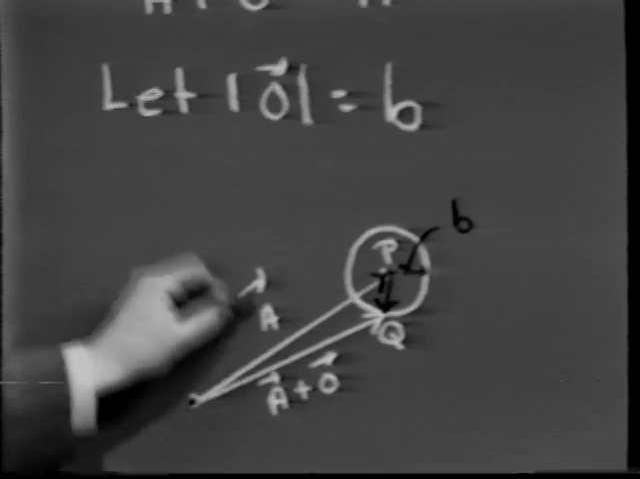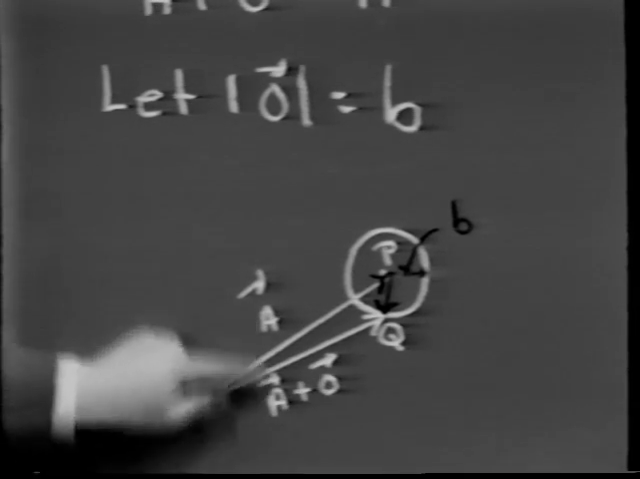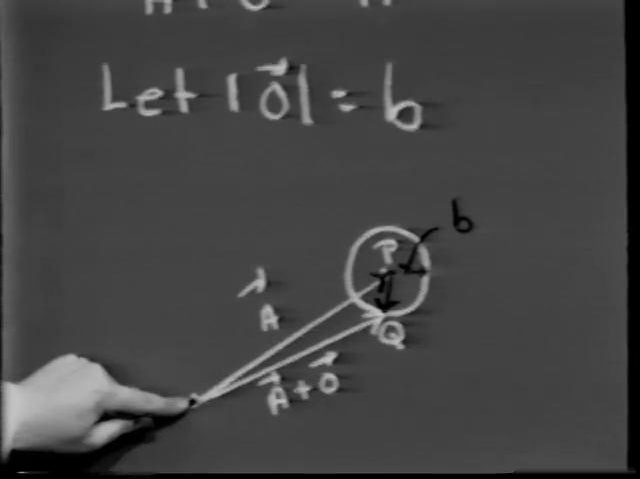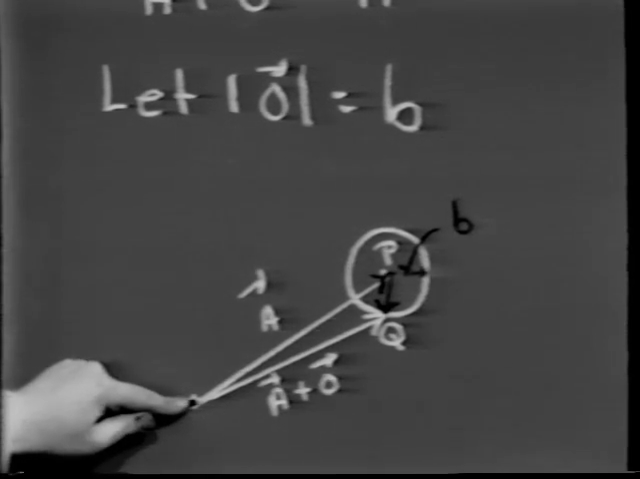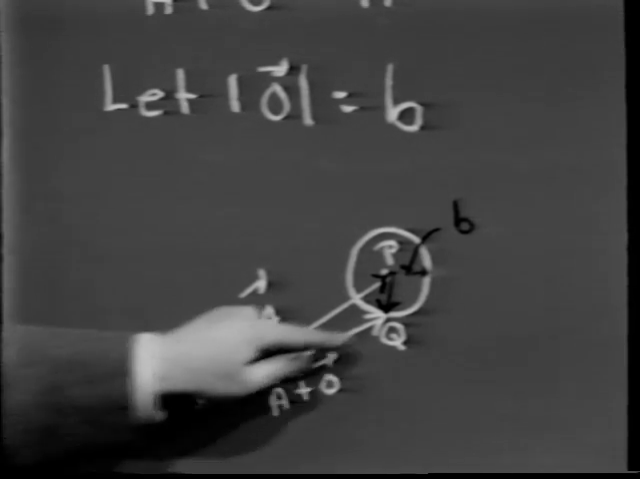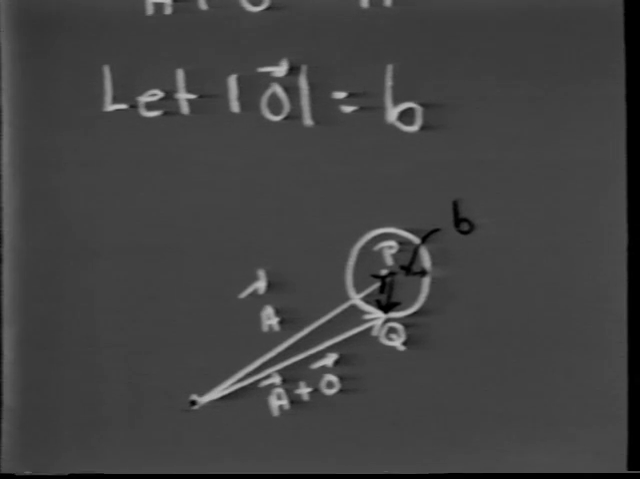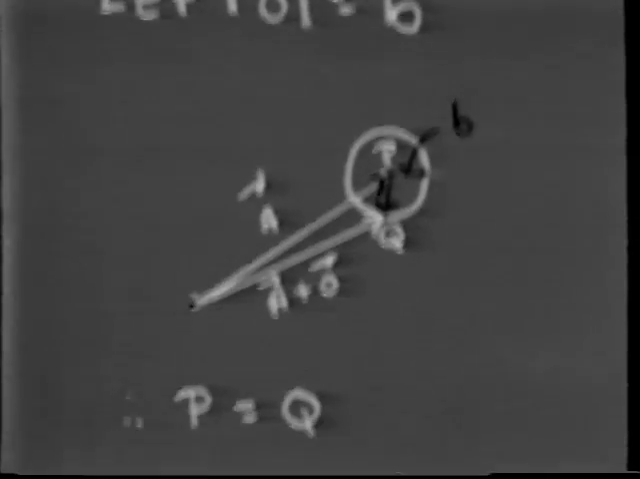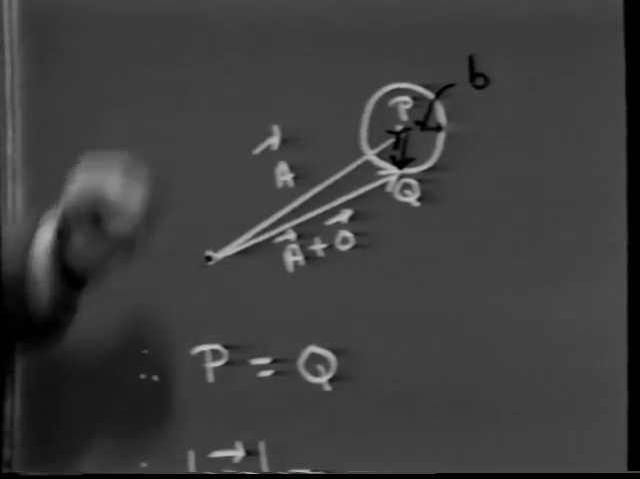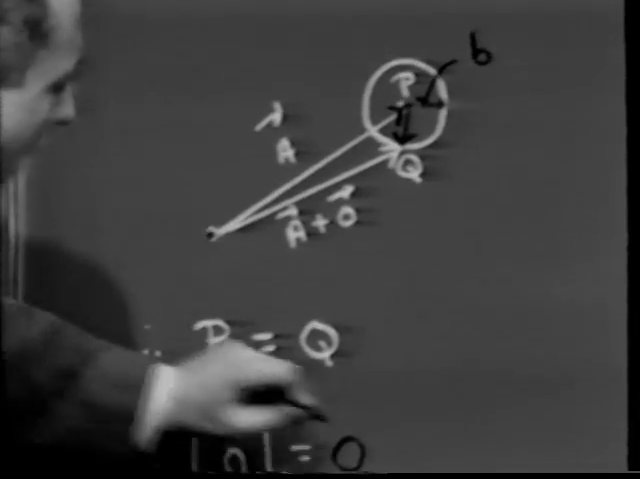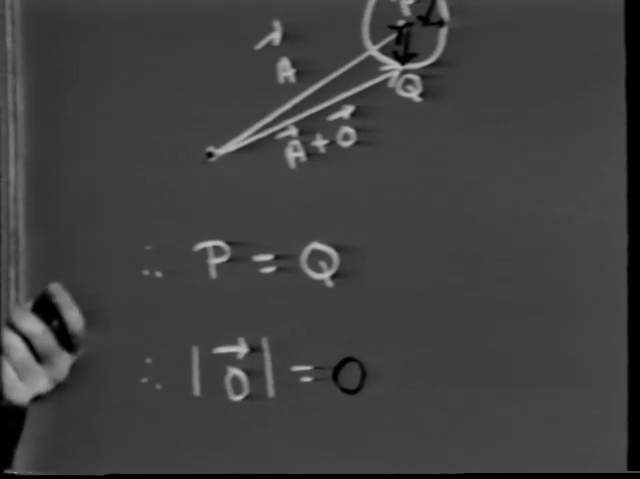But A plus 0 must be A. And since A and A plus 0 originate at the same point, the only way they can have the same magnitude, direction, and sense is that they must coincide. In other words, in particular, P must equal Q. And as soon as P equals Q, the magnitude of the 0 vector must be the number 0.